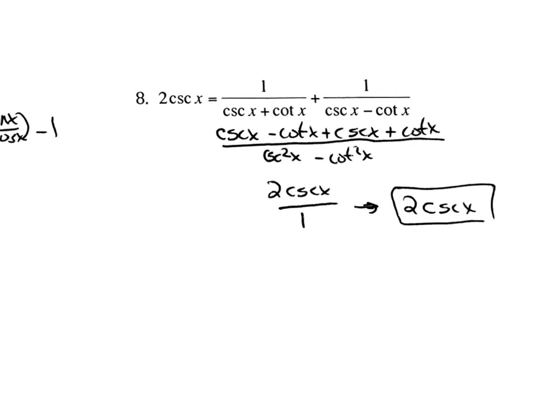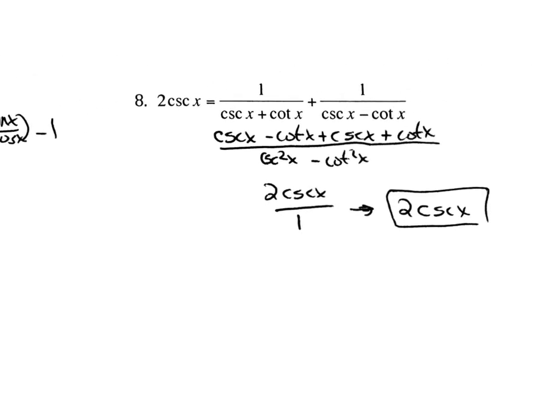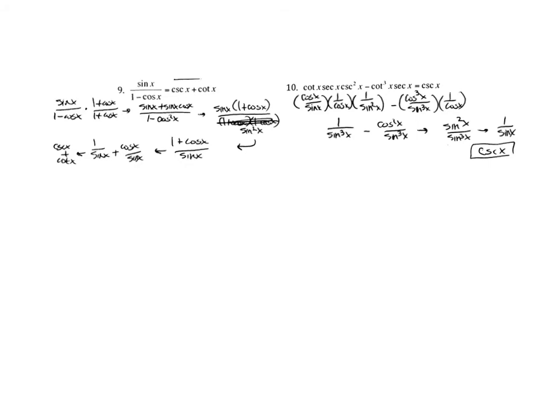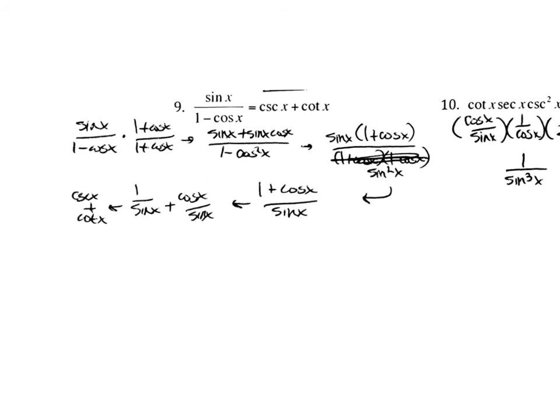Number 8, got two fractions added together. Do these the same way every time. Multiply your denominators. That gave me this on the bottom, cosecant squared minus cotangent squared. On the top, I'm cross multiplying. Really, because they're ones, I'm just putting this over here and this over here. And what happens is your cotangents cancel, which gives you 2 cosecant over 1, which is 2 cosecant. That wasn't that bad.